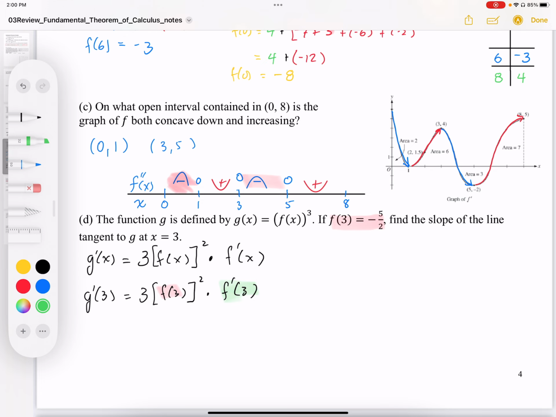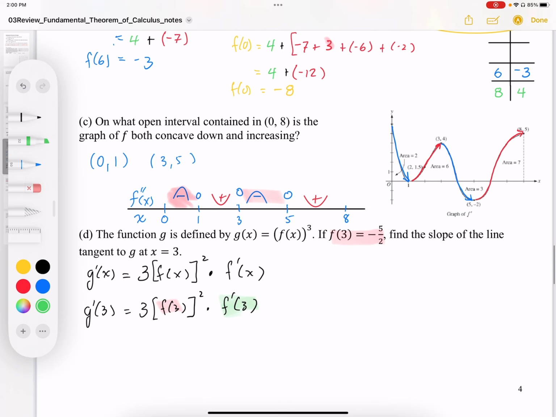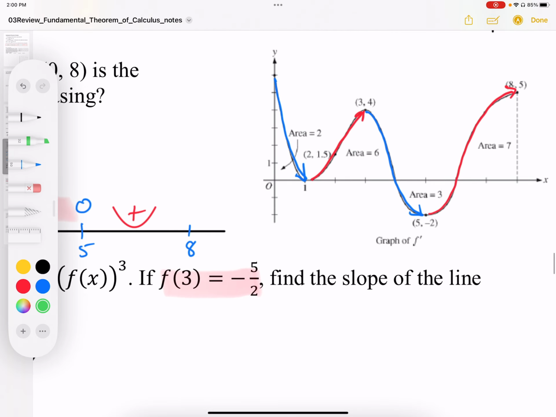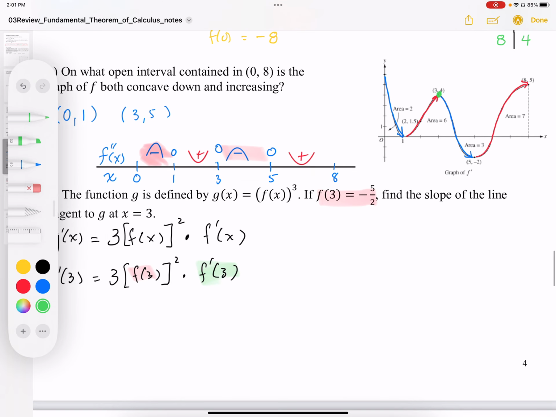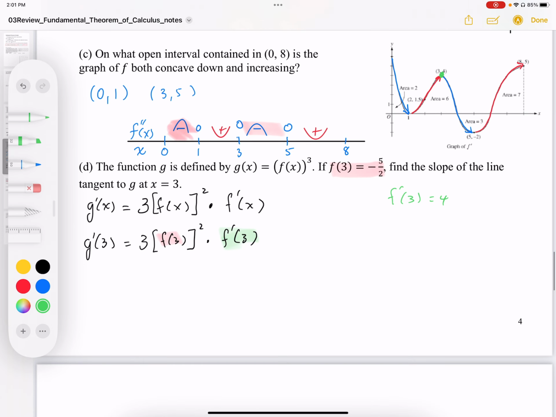Well, f prime of 3 is the slope of the f graph, or the y value on the f prime graph at x equals 3. So in this case, we can see that f prime of 3 is going to be this coordinate here, at y equals 4. So f prime of 3 is equal to 4. I'm going to just plug that all in now.